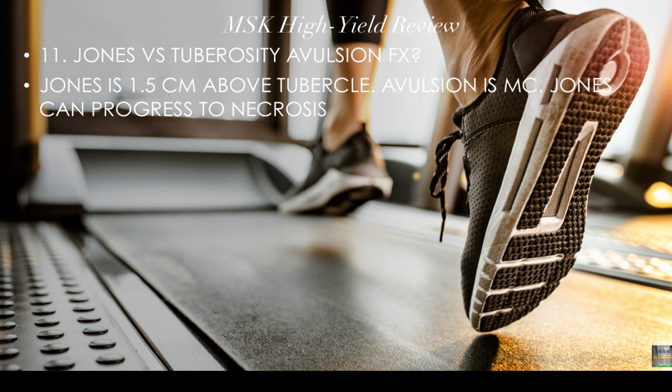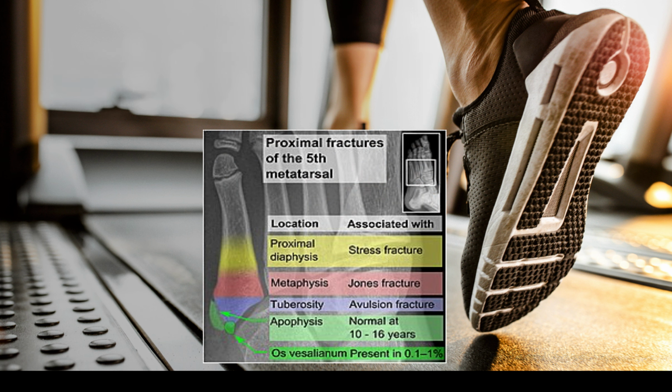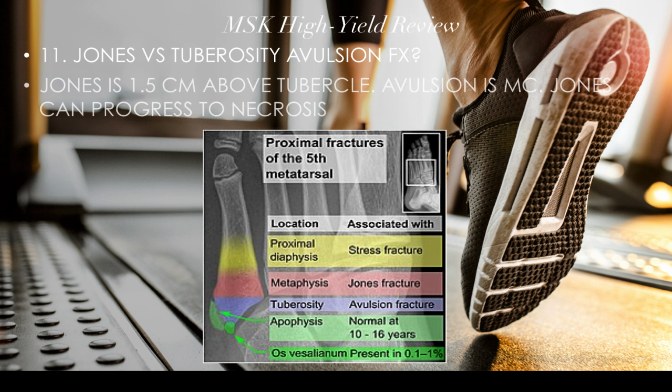They're going to ask you which one of these lateral foot injuries is the most common. That would be the avulsion fracture. And if you're looking at a Jones fracture, just think about 1.5 centimeters above. So in this picture, you can see, where's my mouse? Here we go. This is the avulsion fracture in purple, and then Jones is the metaphysis. So you can see about 1.5 centimeters above, we're talking about Jones fracture. Everything above that would be a stress fracture, and then tuberosity is right down below. So that's how you differentiate those two.